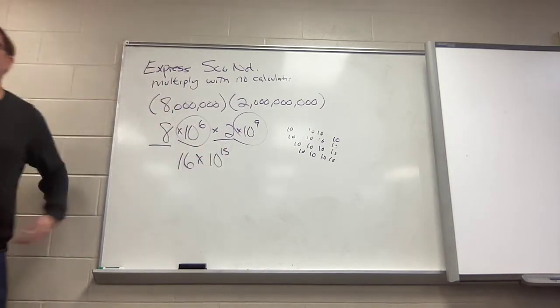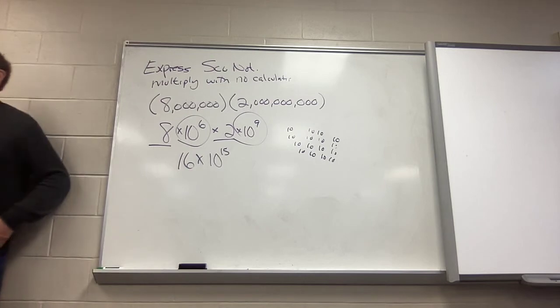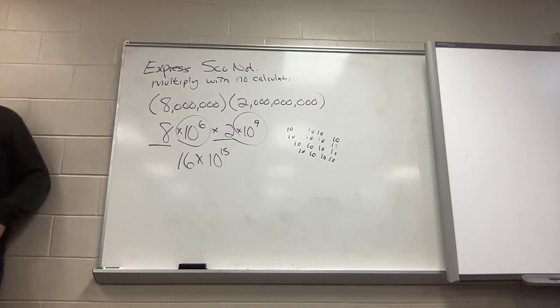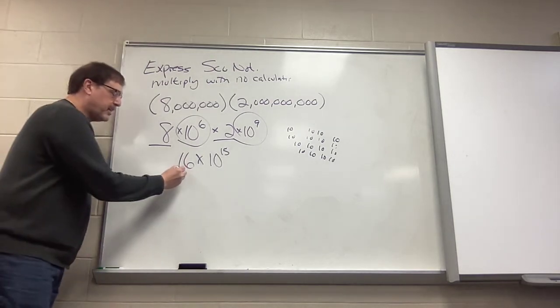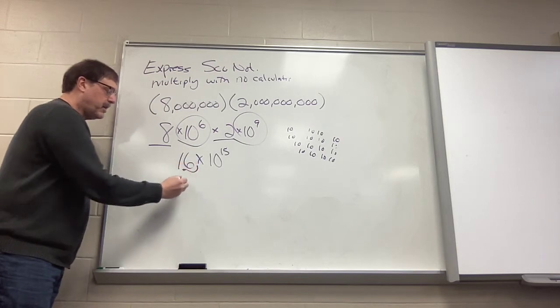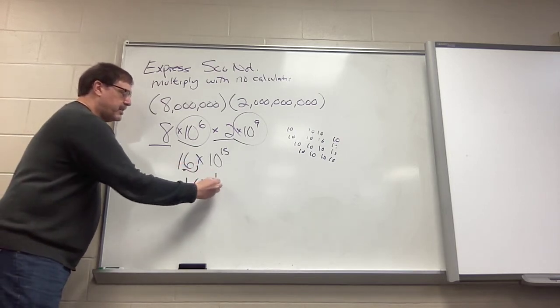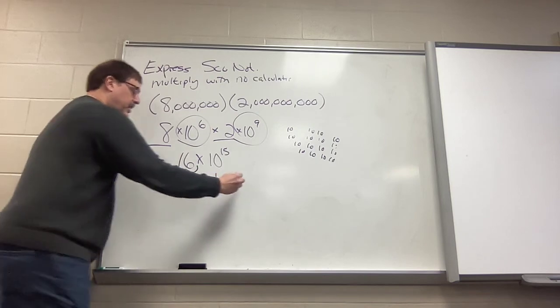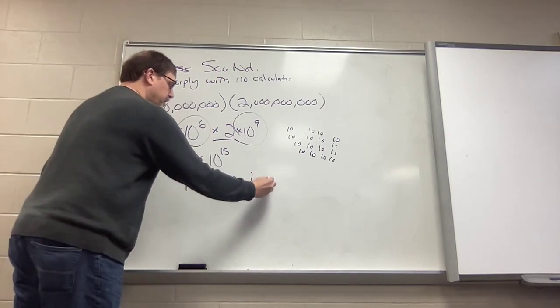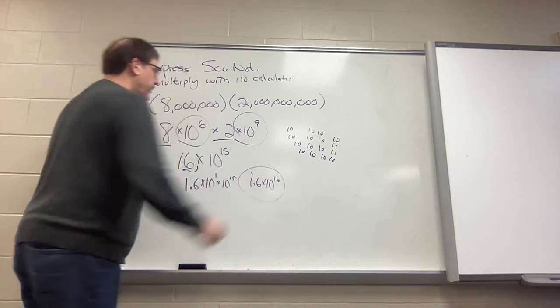Do you walk away happily with the answer 16 times 10 to the 15th? You do not, because you need to put the decimal here, move it once. It is 1.6 times 10 to the 1st times 10 to the 15th. This answer is 1.6 times 10 to the 16th.